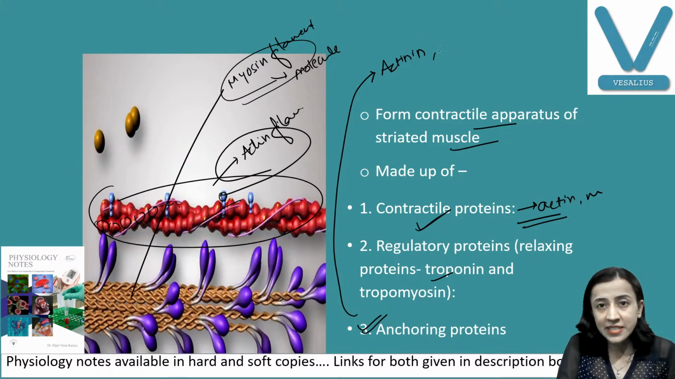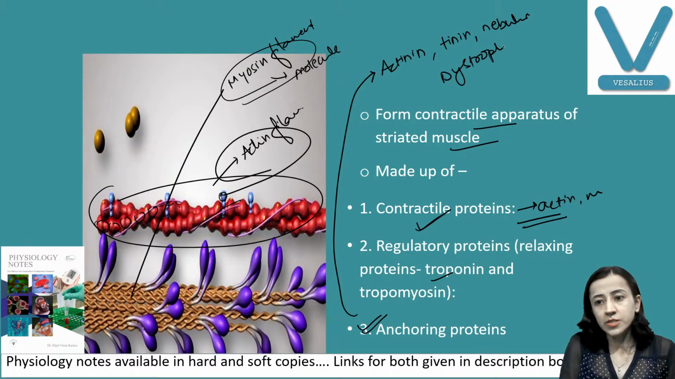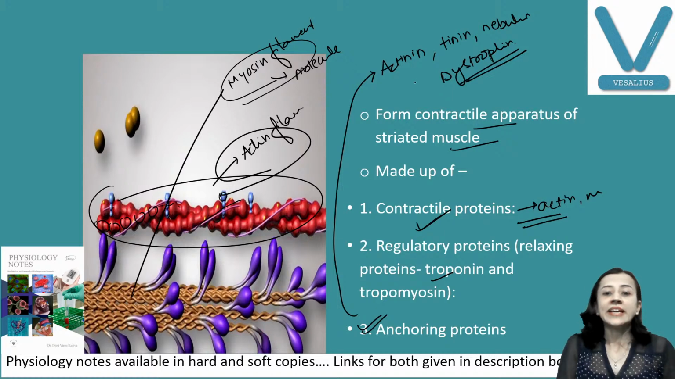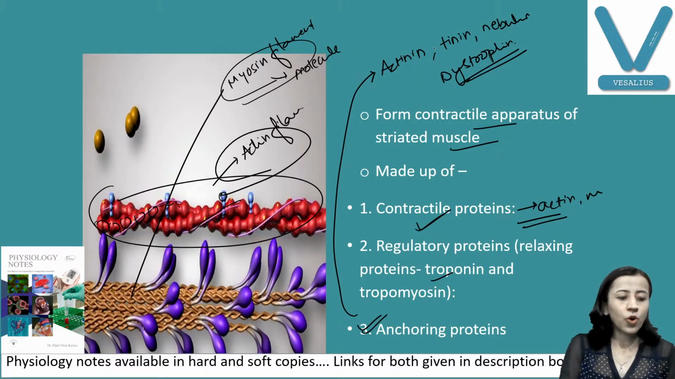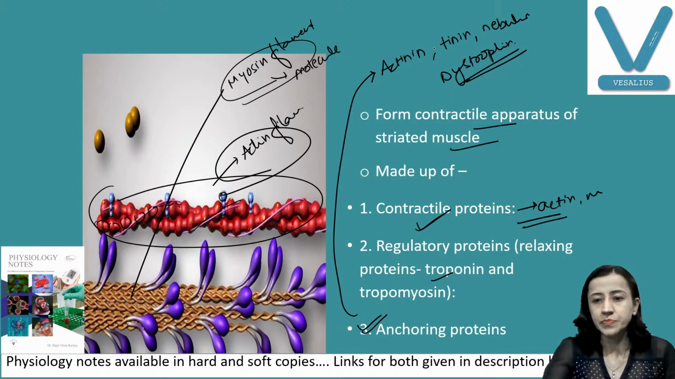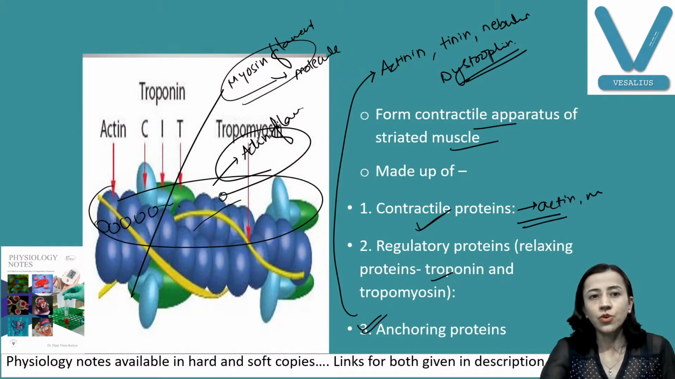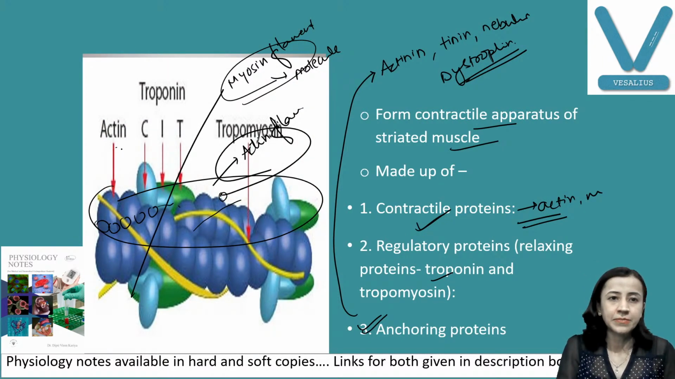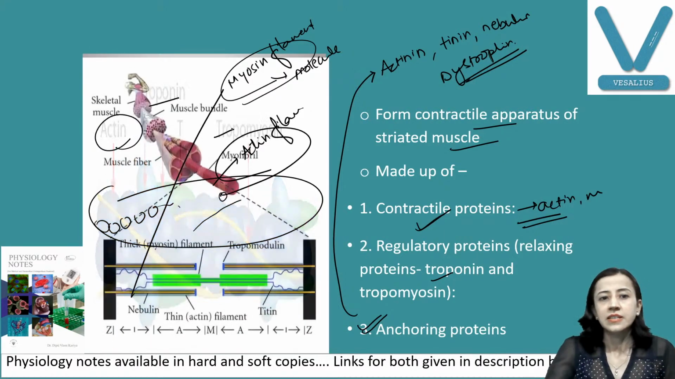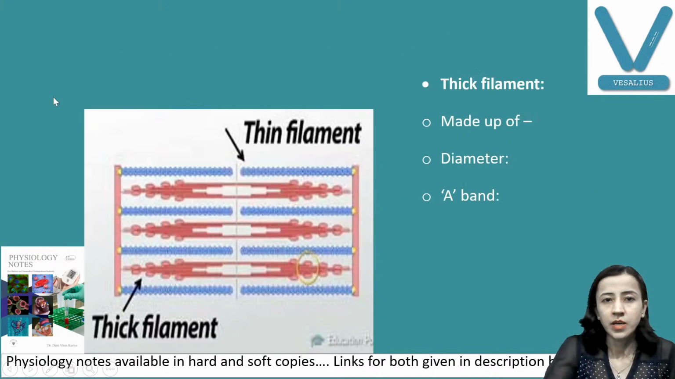Actinin, then titin. We will discuss all this. Nebulin and dystrophin. These are also anchoring proteins. We will discuss all the proteins one by one. Fine. Now, you can see here, this is actin. Troponin and tropomyosin, we will discuss in detail. Now, I'll just show you.